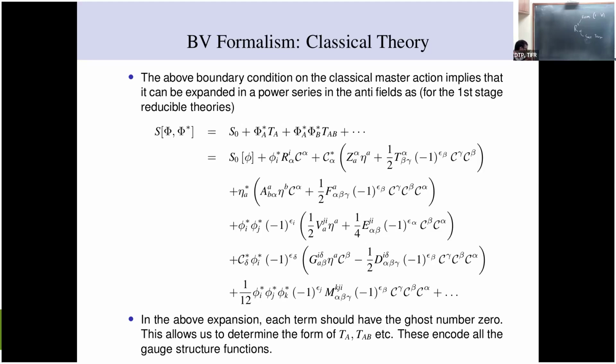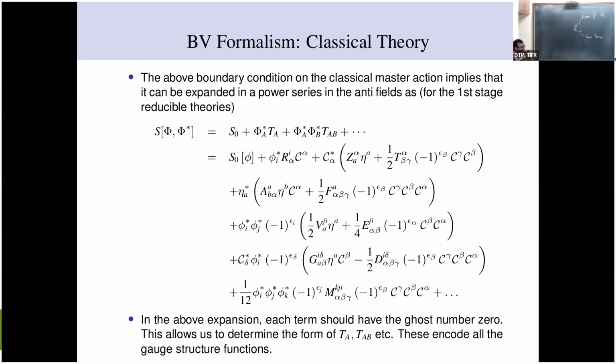Another condition you demand is that since S has Ghost number 0, all terms in this expansion should have Ghost number 0. Since antifields have some Ghost number and the ghosts have a certain Ghost number, you combine them in such a way that the total Ghost number is 0. Here you have T alpha beta gamma, Z alpha A, and F A alpha beta gamma. These are just some constants for now, which appear when you try to write down this action.